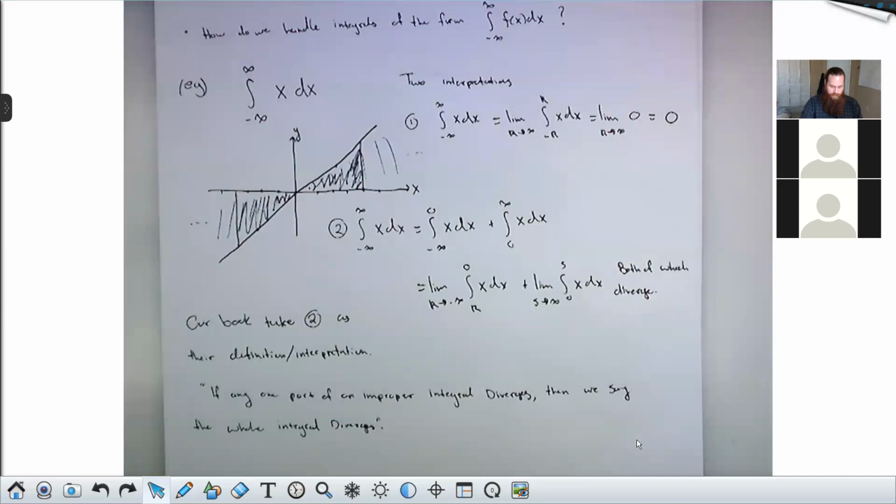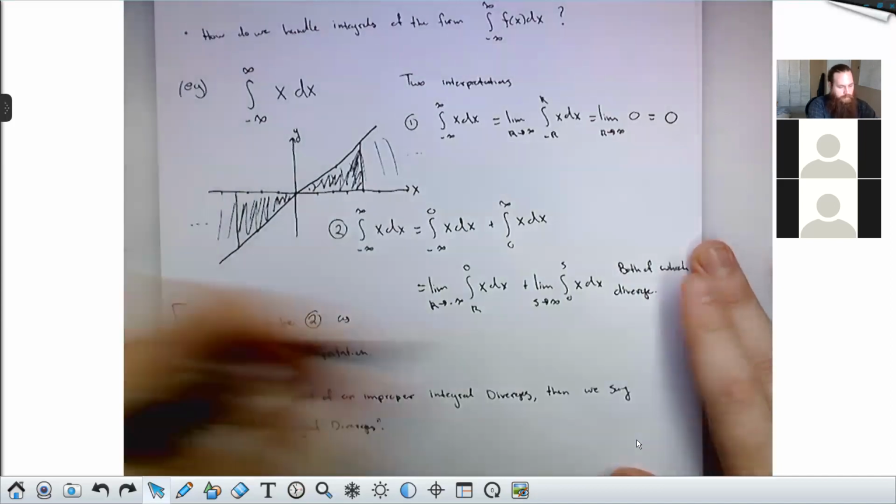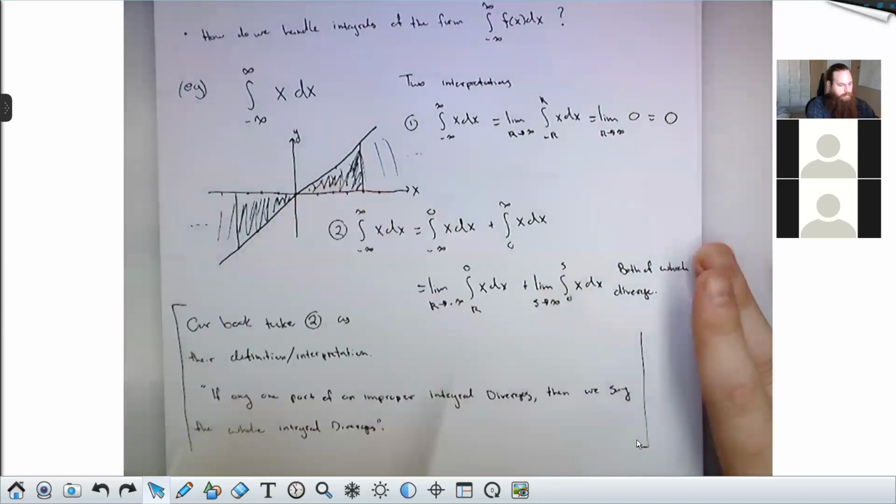And in a sense, that makes life easier on you guys, because you don't have to worry about different sizes of infinity canceling each other out. That's the sort of subtle thing you can get into trouble with in that first interpretation. All right, so this is how we think of it in this class.